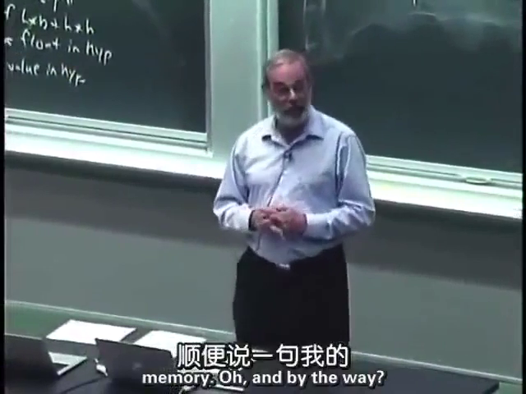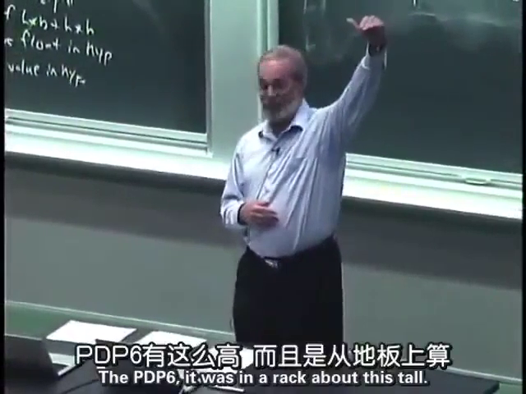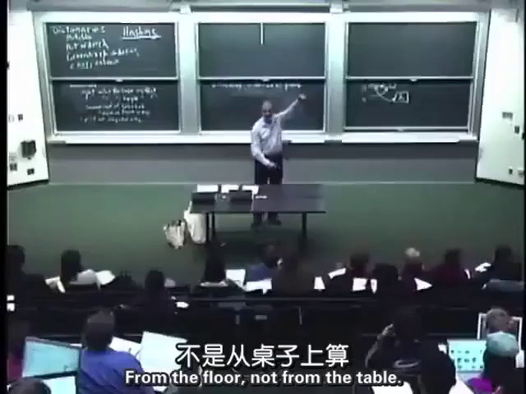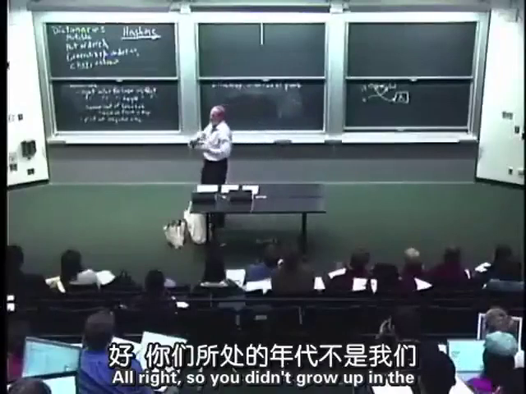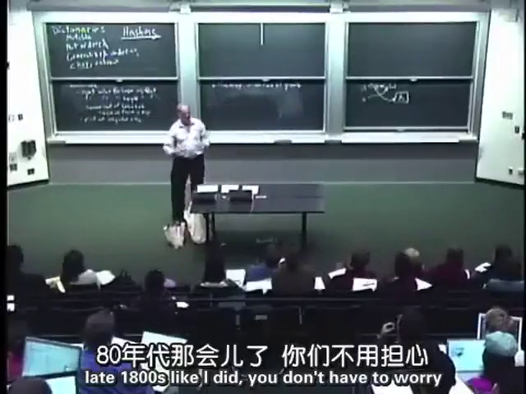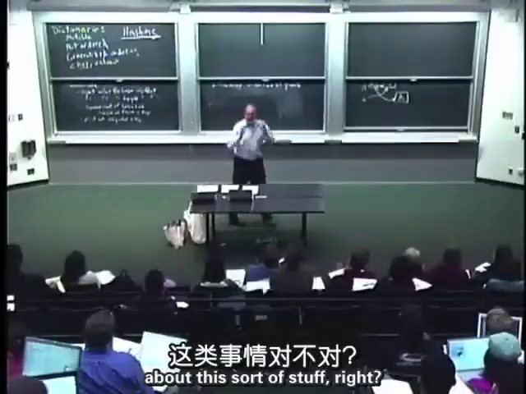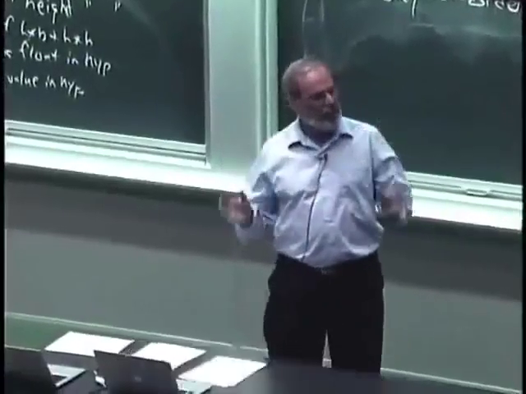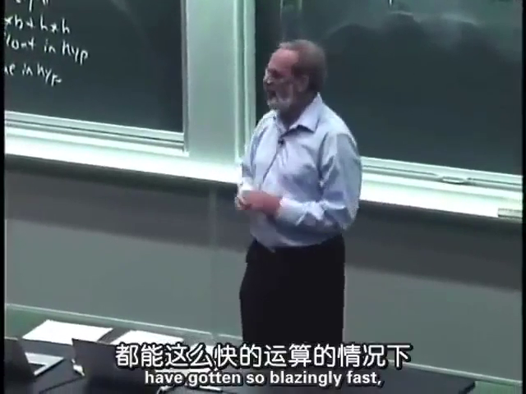Oh, and by the way, the PDP-6, it was in a rack about this tall, from the floor, not from the table. All right, so you didn't grow up in the late 1800s like I did. You don't have to worry about this sort of stuff, right? But a point I'm trying to make is it sounds like computers have gotten so blazingly fast. Why should you worry about it?